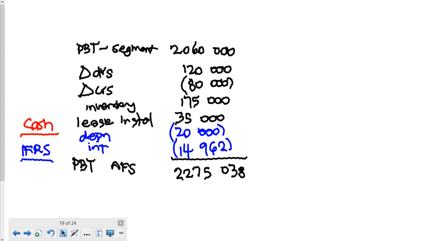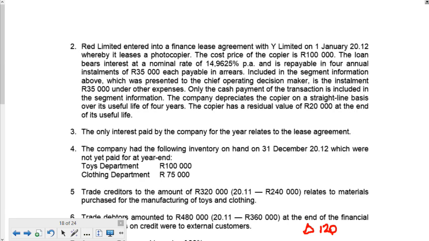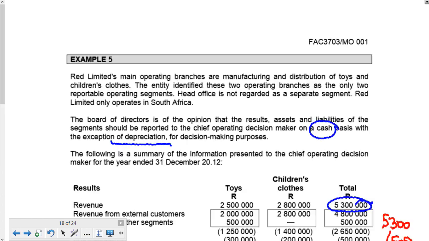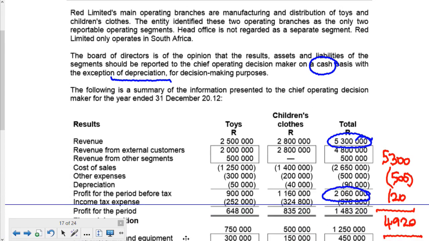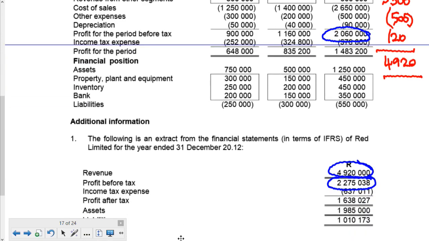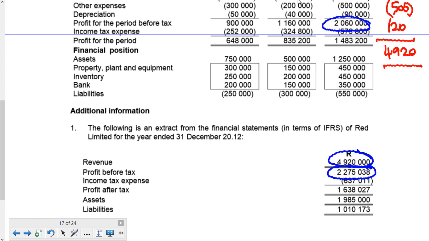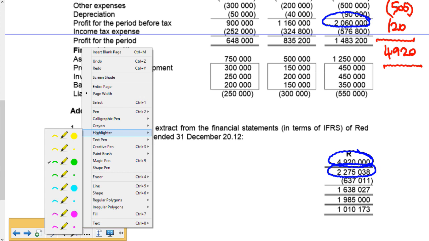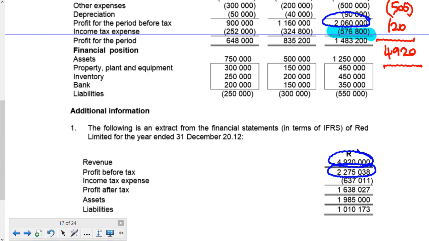Let's see if you can balance the tax. What does it say for tax? And then once you've balanced the tax, obviously then you've balanced profit after tax. If I look at tax, it says tax expense is 576,800 for the segments, and then in the financials it's 637,011. So let's see if you can reconcile that.